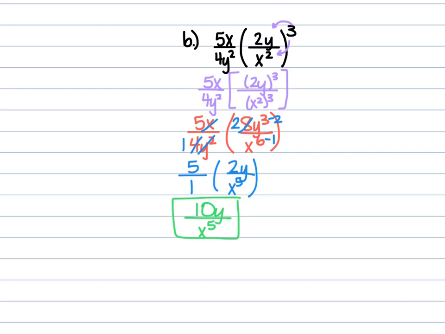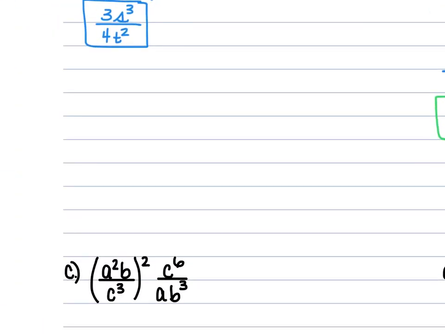You could have gone ahead and multiplied. Once you got to the 5x over 4y squared times 8y cubed over x to the 6th power, you could have multiplied straight across and then simplified from there as well. I just don't care for doing that because I'm working with bigger numbers, and I like to work with smaller numbers.